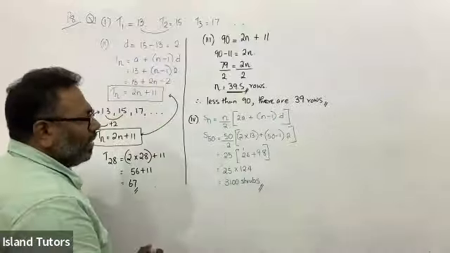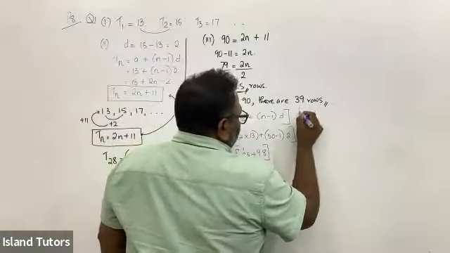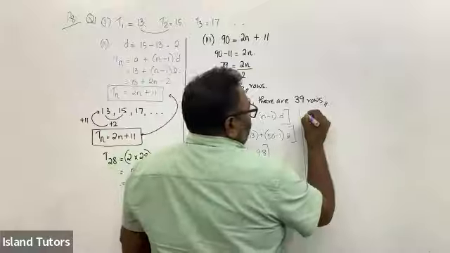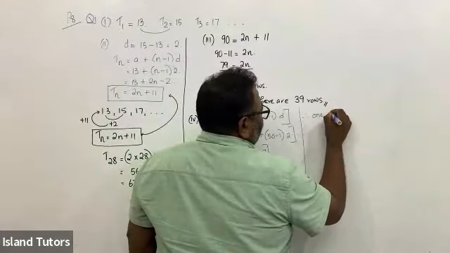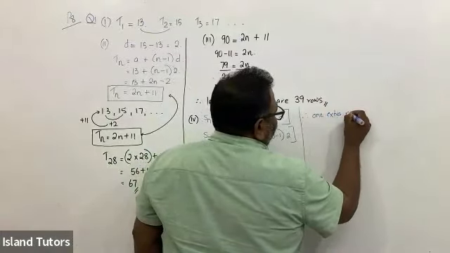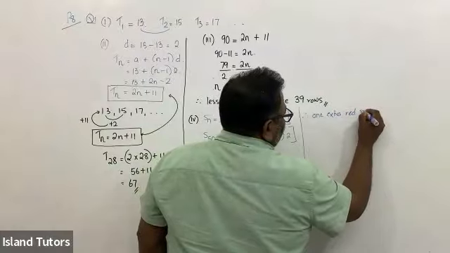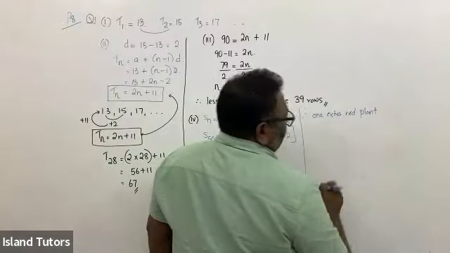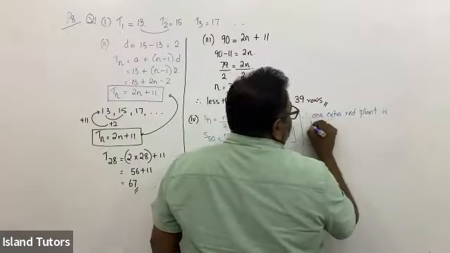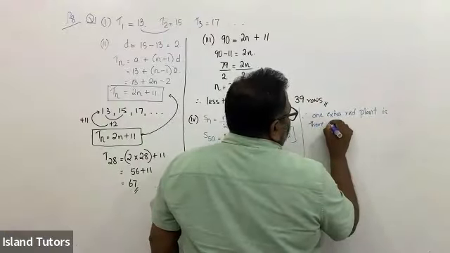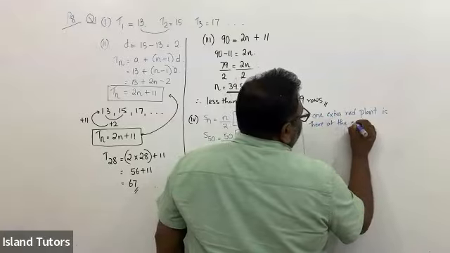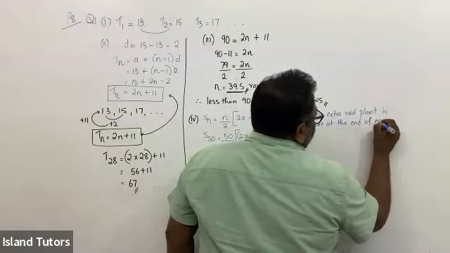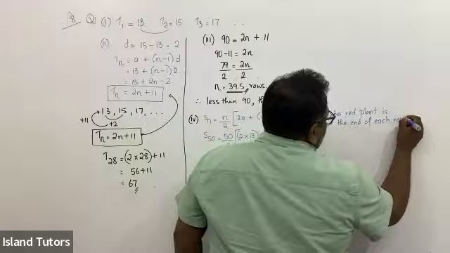So that one, if you add it, multiply it by 50 rows, you can say one extra red plant. I'm going to use the word plant. Is there at the end of each row?